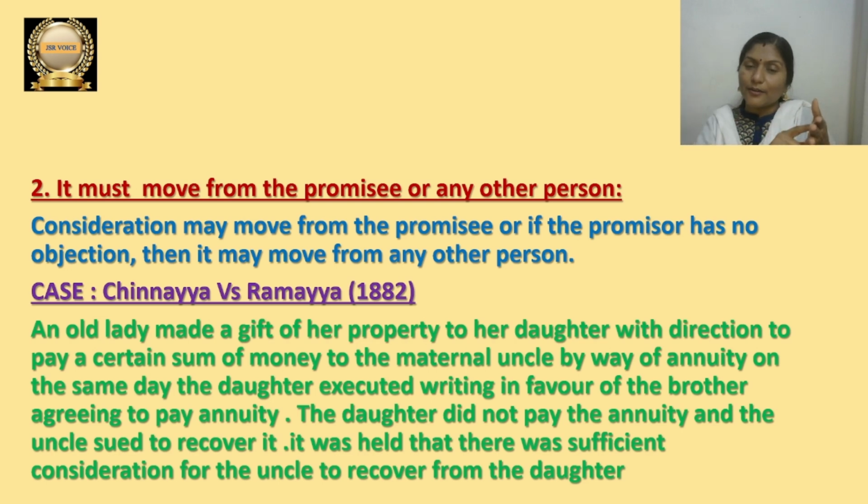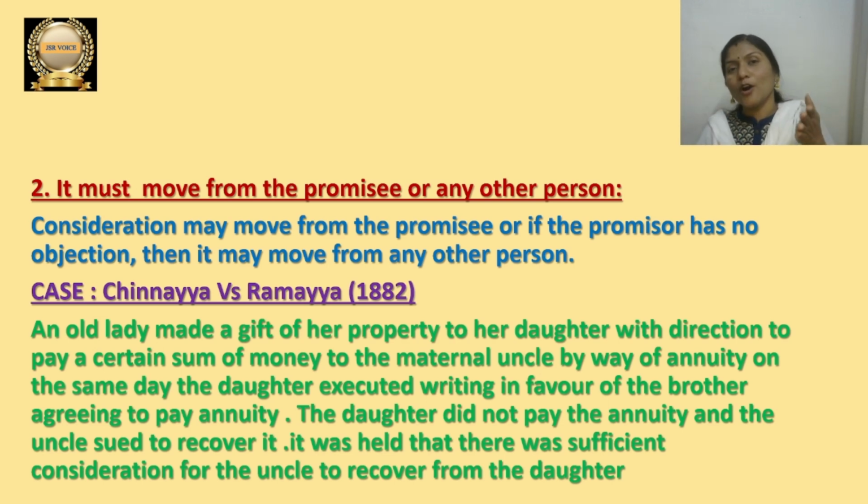Here the daughter accepted, and she asked her mother, you transfer the property, I'll pay the annuity. There was no objection from the daughter, the promiser. So that is why it may move from the promisee, the uncle, or otherwise from another person also. Here the old lady, the mother, is giving consideration to the daughter. A third person is giving consideration to the daughter, but the promisee is not giving consideration to the promiser; it is moving from another party.